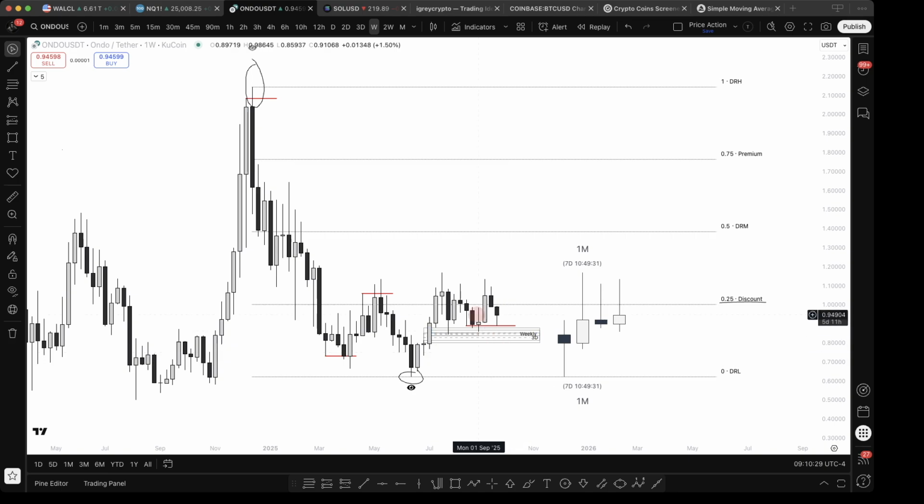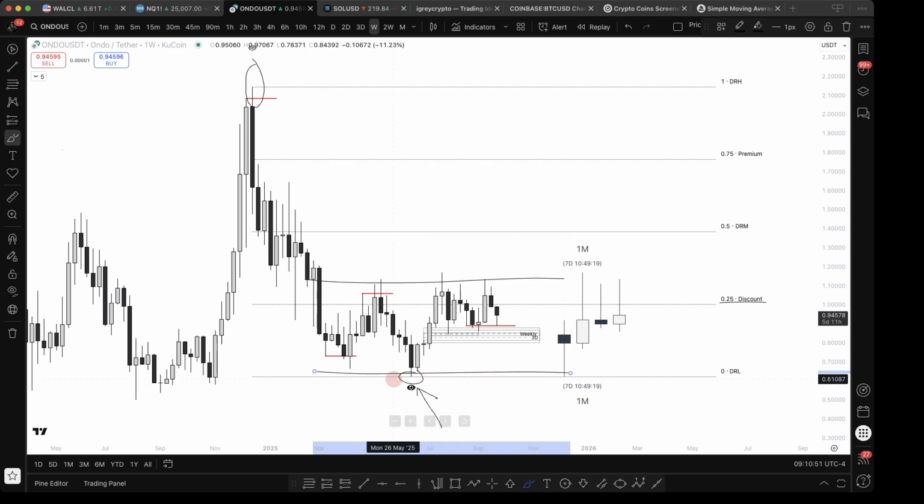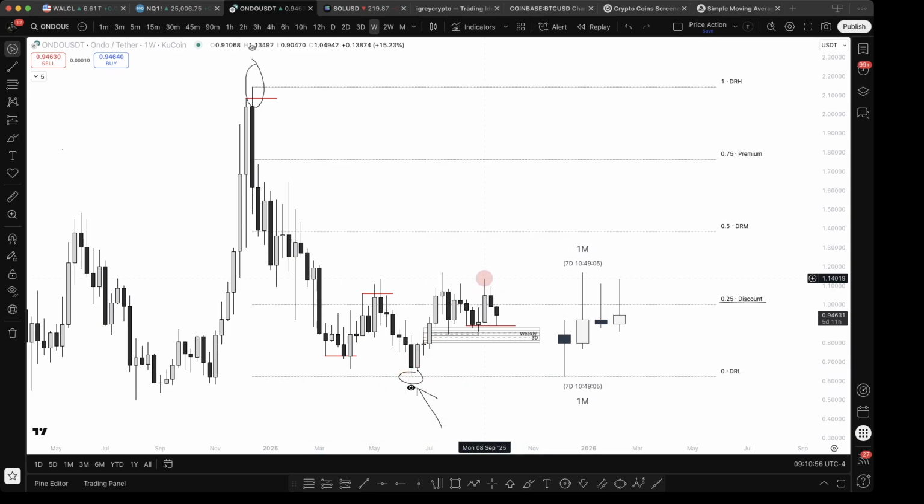Because here, this is just consolidation. This is just accumulation. I believe that ONDO has in fact already put in the manipulation move, which is there. That's our manipulation move, and then obviously all this right here is consolidation, i.e. accumulation. So if you look at it from a power of three model, accumulation, manipulation. We know it's manipulation because we have taken this low there.